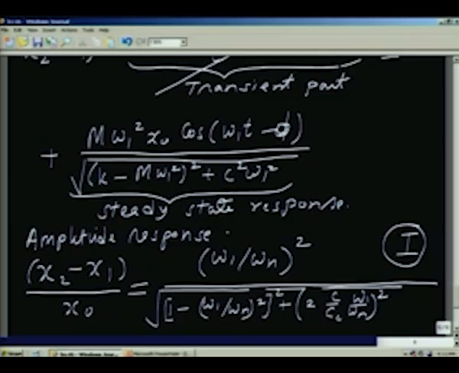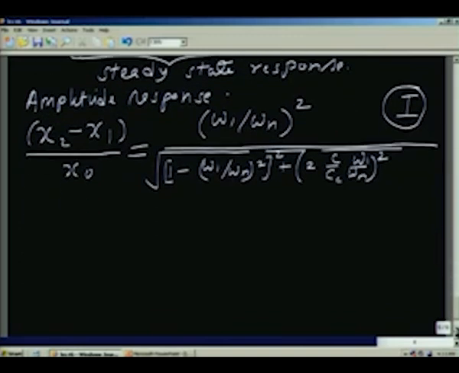That gives you the amplitude response of the system, and the amplitude response, you can see, is dependent on omega. It depends on the ratio of C and Cc, and also on the natural frequency. So for a given system, that means C is known, K is known, M is known. That means for such a system I know all these quantities, omega n is known, C by Cc is known, and with different values of omega 1 I would like to find out what is the amplitude response.